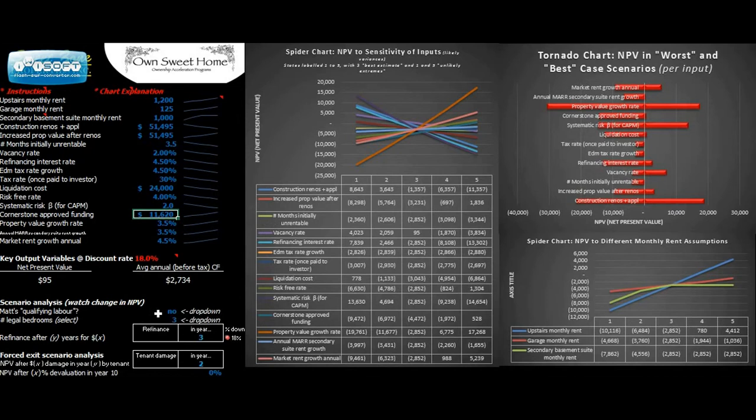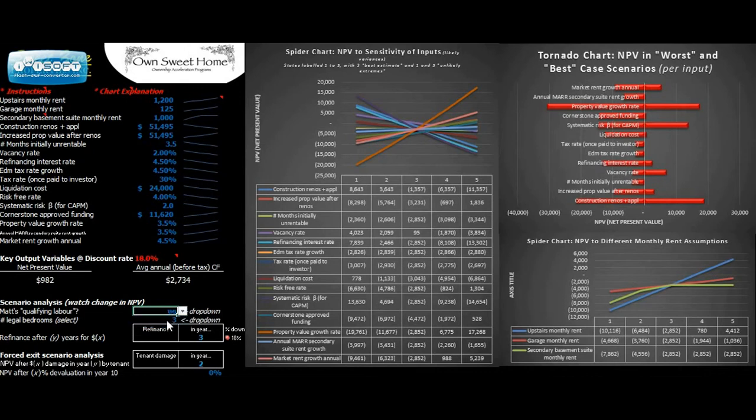Okay, so let's run a few other scenario analyses. Scenario analysis is basically changing a whole bunch of things and seeing what happens to NPV. So, qualifying labor: with Cornerstone, they want me to hire people who aren't myself, and they're only going to fund 50% of the work I do if it's not me. But let's say that my labor does qualify. I want to see what it does to NPV. Okay, so it goes up to almost $1,000, so pretty significant.